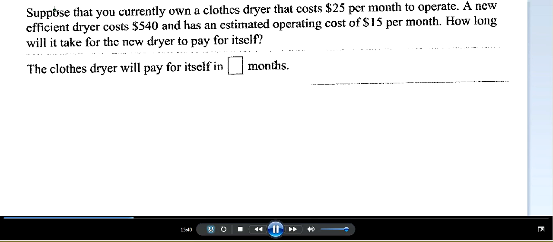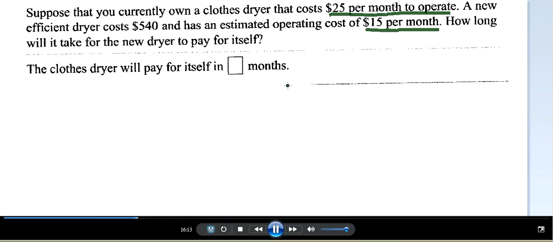Okay, here we're going to need a little algebra. It says, suppose that you currently own a clothes dryer that costs $25 a month to operate. A new efficient dryer costs $540 and has an estimated operating cost of $15 per month. So a little cheaper to run per month after you spend $540. How long will it take for the new dryer to pay for itself?